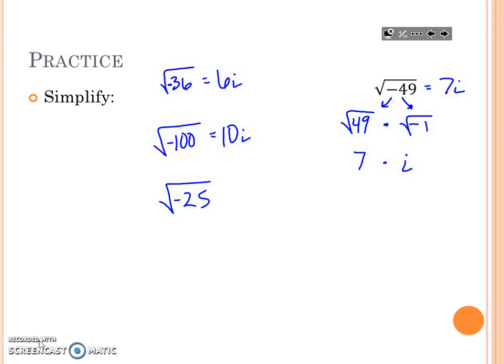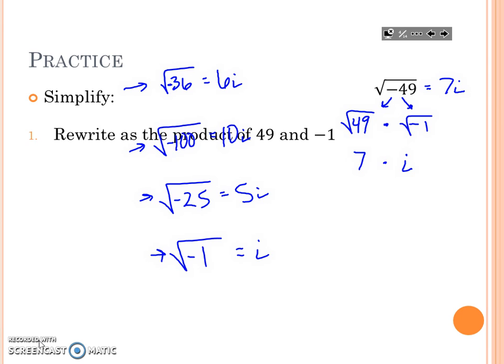Pause the video if you want to give yourself a chance to see if you're right on this. Square root of negative 25. What's the square root of 25? It's 5. There's a negative underneath it, so I tack on an i. Square root of negative 1. Well, that's our basis of the whole thing. That's i. So it's just taking a normal square root, and since there's a negative, we put an i on the back of it. And that's all that you have to do. Next one that we're going to do on our next slide is a little bit more complicated than that.